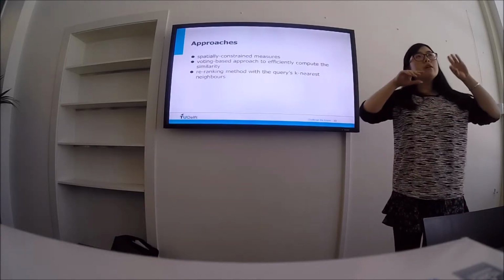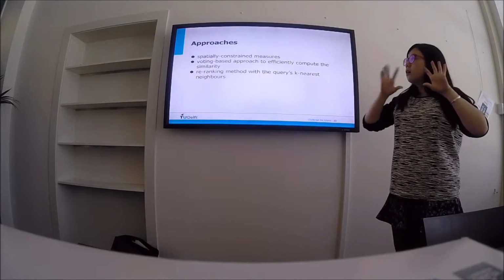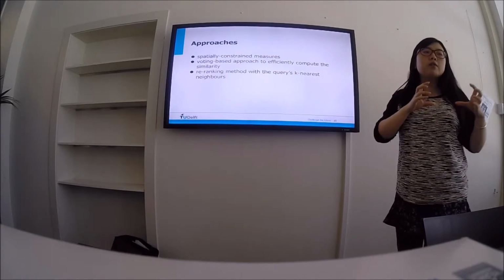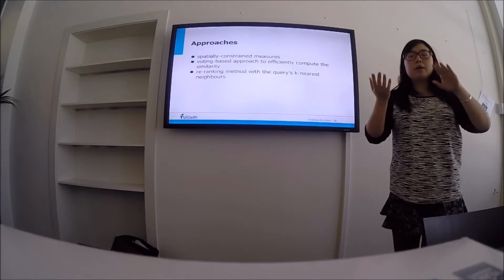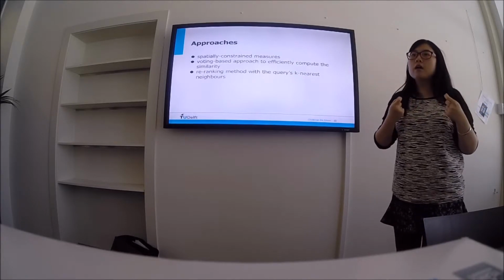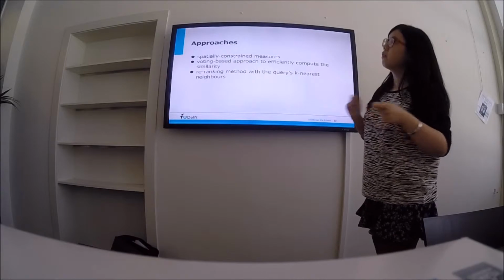The information around the object is also similar in images that contain the same object. So that is also taken into consideration.